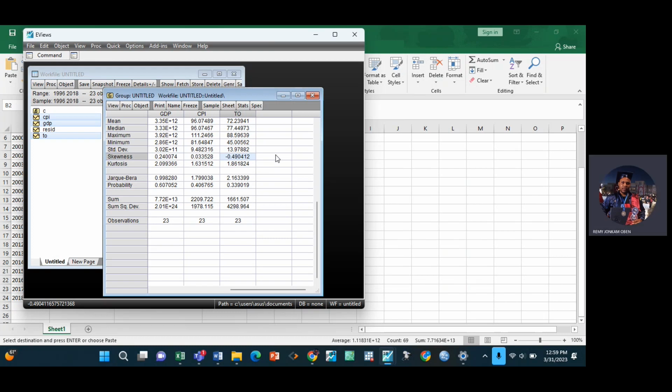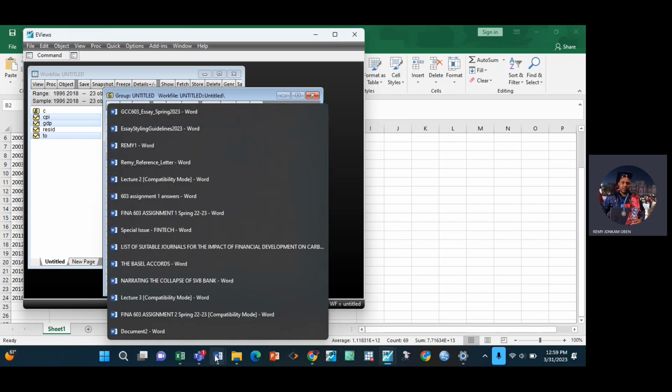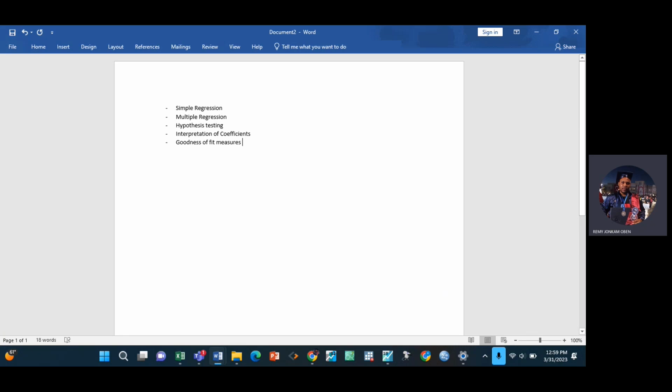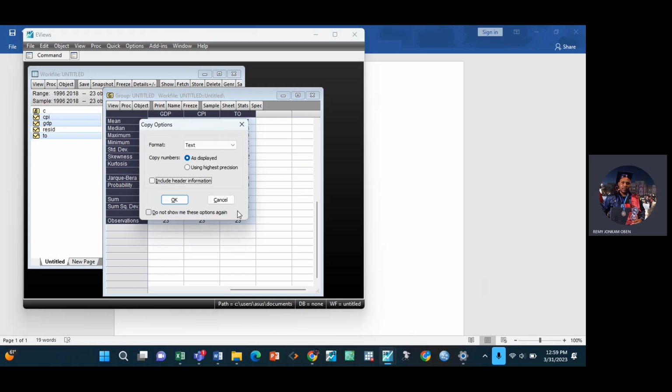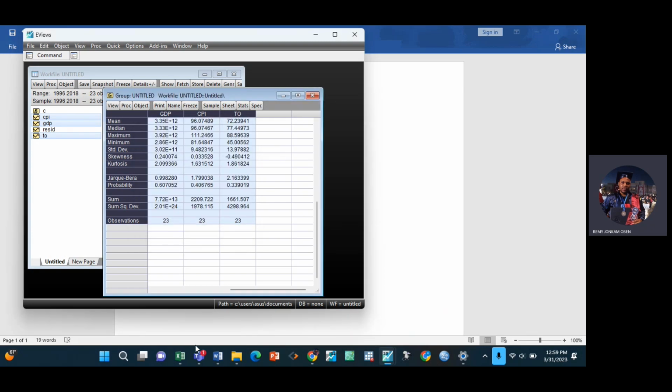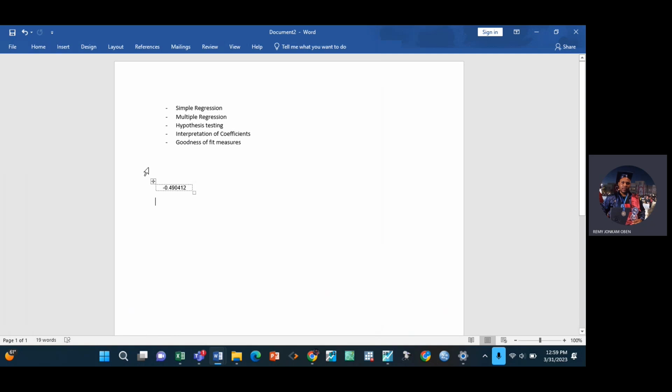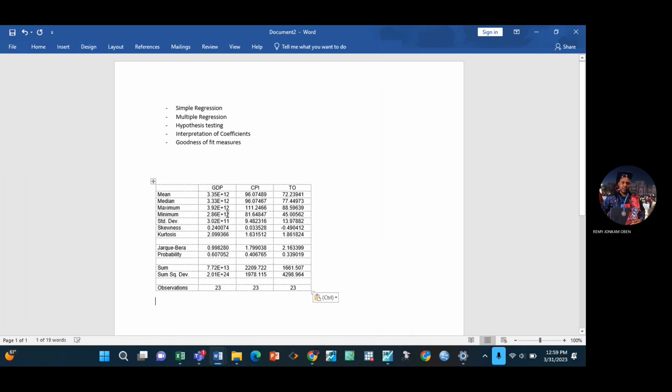Let me tell you what I mean. Copy. I'll show you something. I copied just one variable. Okay, let me copy all. So copy all. I'll tell you what I mean. You see, this is descriptive statistics, but you cannot paste, you cannot use this table in your paper or in your thesis. It's not acceptable. You cannot copy and paste.